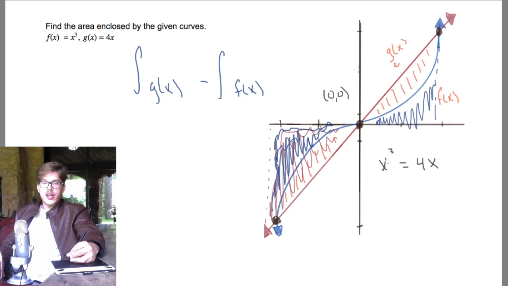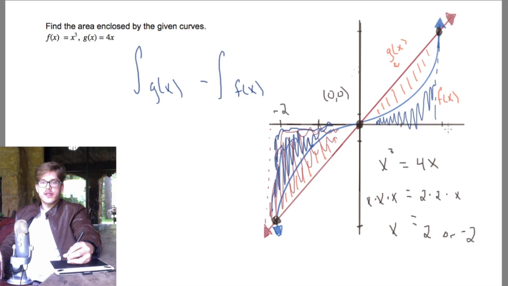Well, look at this. x cubed equals 4x. Well, 4 is a perfect square. 4 is just 2 times 2. So we have x times x times x, we have 3 x's, times 2 times another x. So x is obviously going to be 2. And then x can also be negative 2. So this x value is negative 2, and this x value is positive 2.